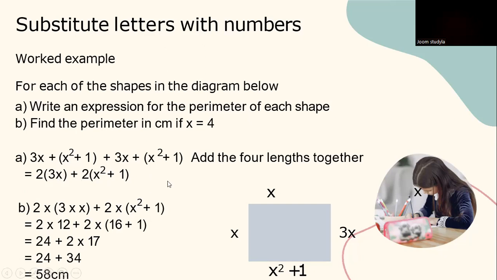Okay, and then you substitute the value into the expression, given x equals 4. So 2 times 3 times x means 3 times 4, which is 12, plus 2 times x to the power of 2 plus 1. It means that 4 to the power of 2 is equal to 16, plus 1, that means 17. 2 times 17 is 34. 24 plus 34, and the total rounds up to become 58 centimeters.